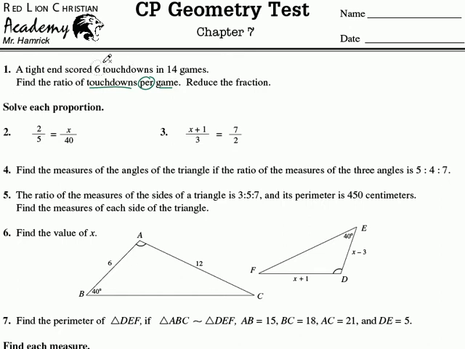So how many touchdowns? There's 6. And several people miss this. This is unbelievable. Anybody would actually miss this. Per game. And how many games were there? There's 14. Some people just left it like this.